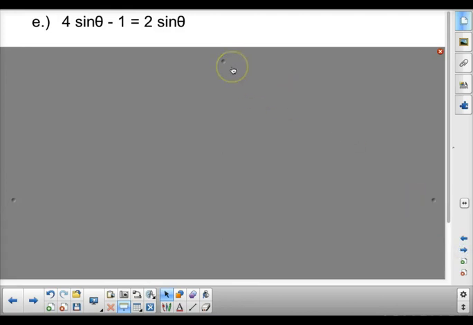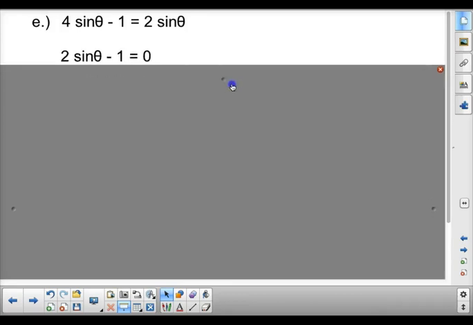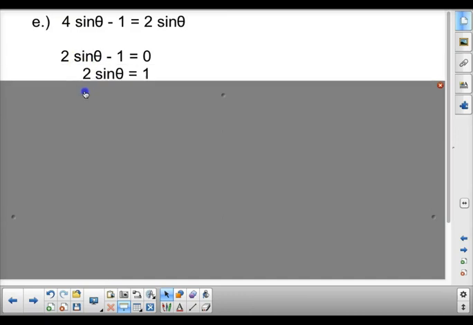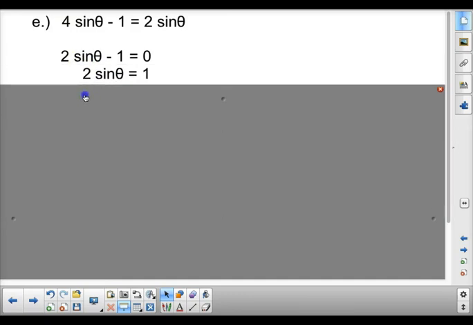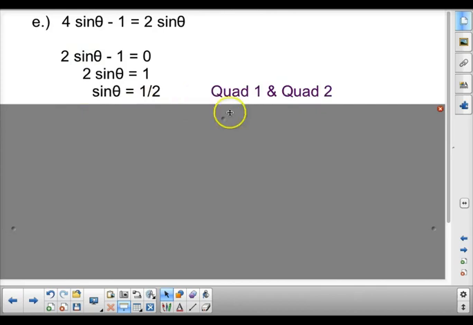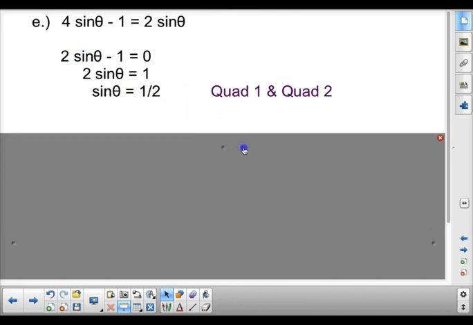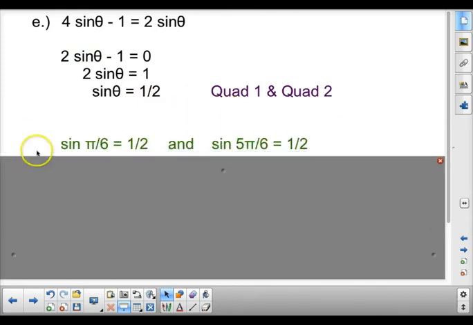Why don't you pause and see if you can solve for the sine of theta first and then find the solutions. I'm going to get all my sines together, so I'm going to subtract 2 sine theta from both sides of the equation, which is going to give me 2 sine theta minus 1 is 0. I'm going to add 1 to both sides of the equation, then divide by 2. Sine is positive in quadrants 1 and 2. The sine of pi over 6 is 1/2. The sine of 5 pi over 6 is 1/2.